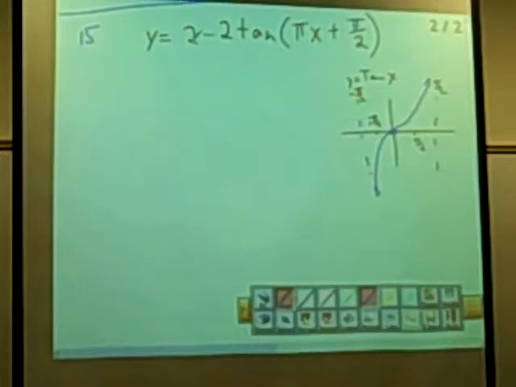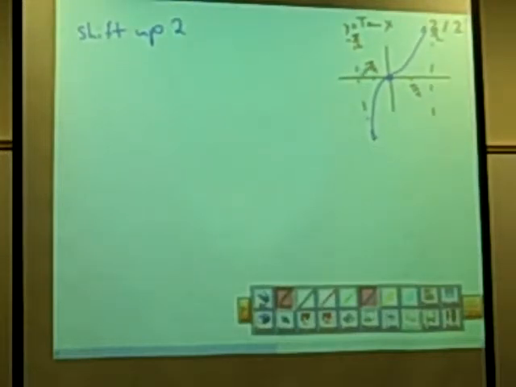So this first 2 here, what is that doing? Shifts up. So now, instead of our center line being here at 0, our graph is shifted. Now tangent is up here, right? Now the point of inflection is up at 2, right?